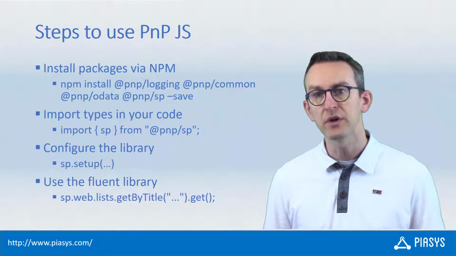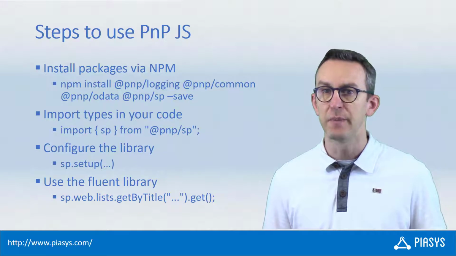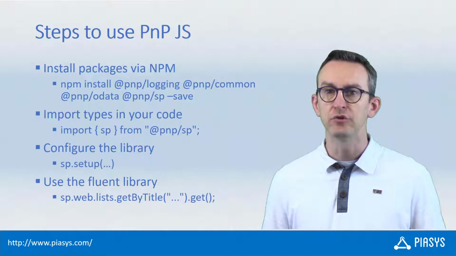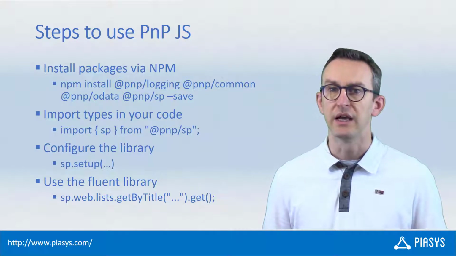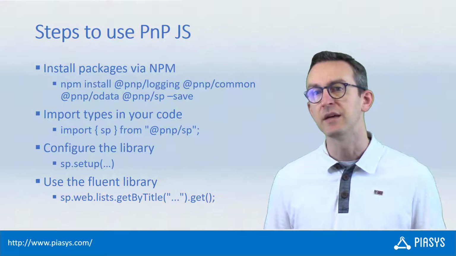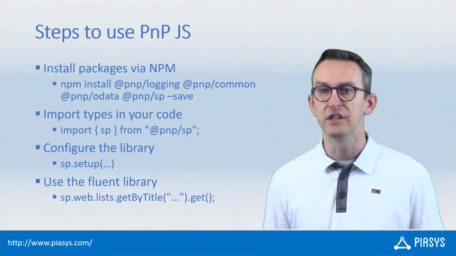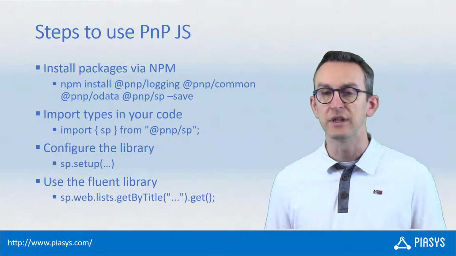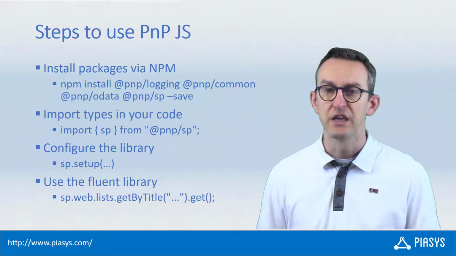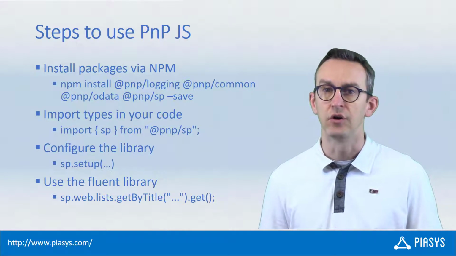To consume SharePoint Online content within SharePoint Framework, you will need to install a basic set of packages from npm, as you can see on this slide. Then you will be able to import, for example, the SP type from the SP package, and you will be able to set it up using the setup method that is provided by the SP type. And then you can simply access the SharePoint Online content through the Fluent API. So you can say sp.web.lists to access the collection of lists. You can get a specific list by title. You can get the items of a list, and so on and so forth.